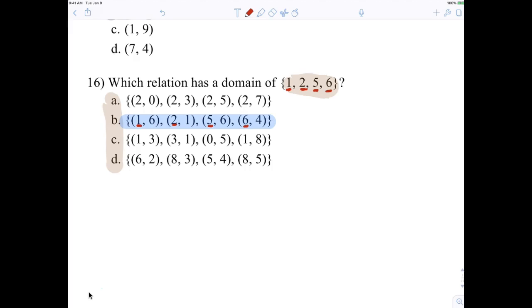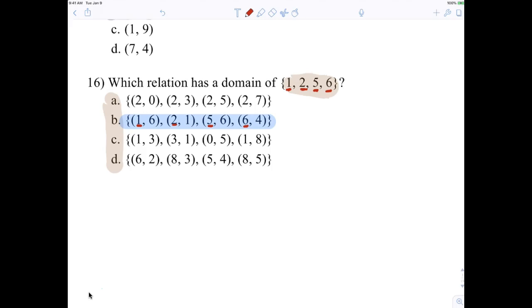All right, now listen to me. When you're listing out the domain and range, you don't have to repeat the numbers. So it's not necessary to say 6 twice, even though it's not wrong if you do. And usually you put them in numerical order also.